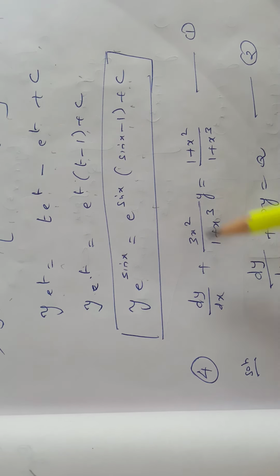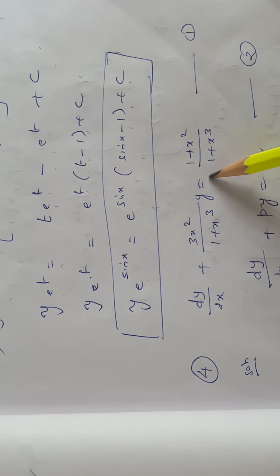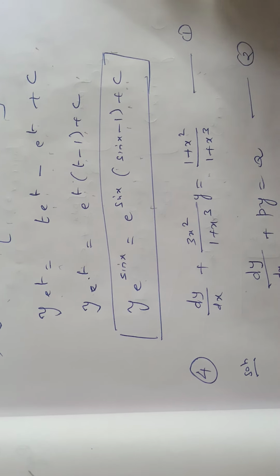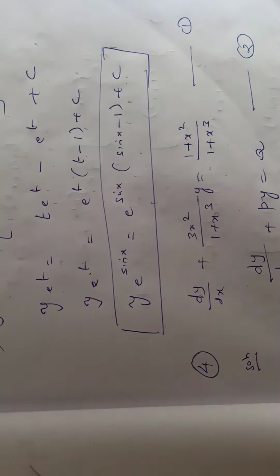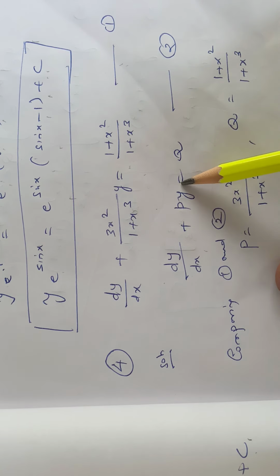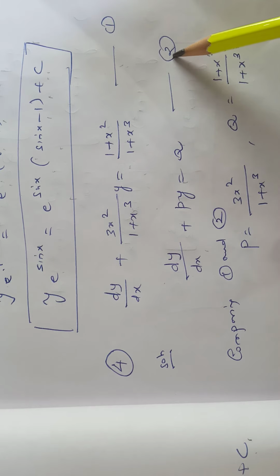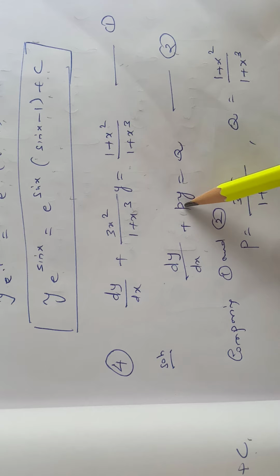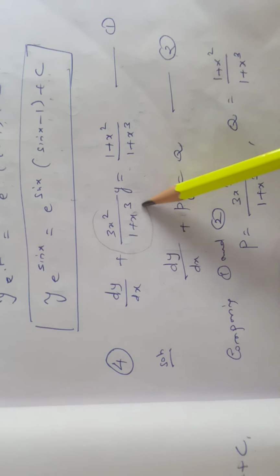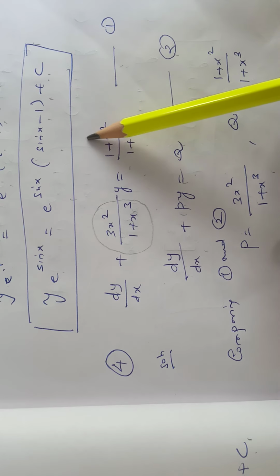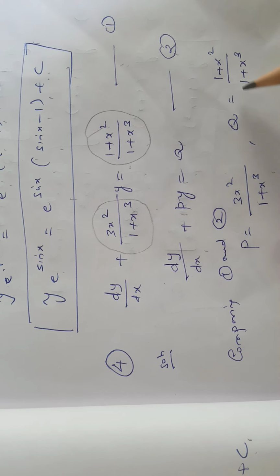dy/dx = 3x² / (1 + x³) · y + ... that is, dy/dx + 3x²y/(1 + x³) = (1 + x²)/(1 + x³). This can be taken as equation number 1. Again, we consider the first order linear differential equation dy/dx + Py = Q as the second equation. Comparing these two equations, P is 3x²/(1 + x³), and Q can be taken as (1 + x²)/(1 + x³).